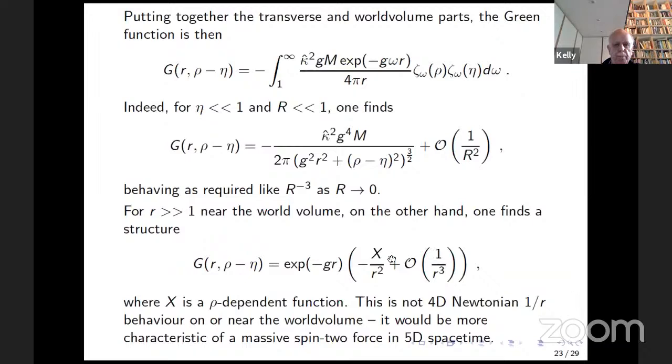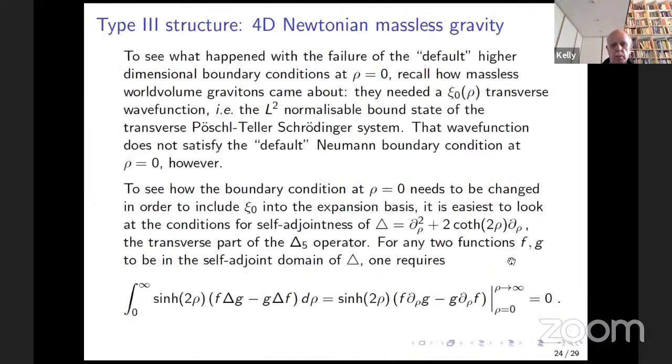Well, this doesn't look like Newtonian gravity in four dimensions. It's not a 1/R behavior. In fact, it's more appropriate to massive gravity in five dimensions. This is a kind of an intermediate situation. There has been a dimensional reduction, not to massless gravity, but to a massive gravity in one dimension lower than six. So that is the result. Perhaps we were somewhat a bit nonplussed about that initially. And then we started to realize that there's more to the story that one has to be careful about.